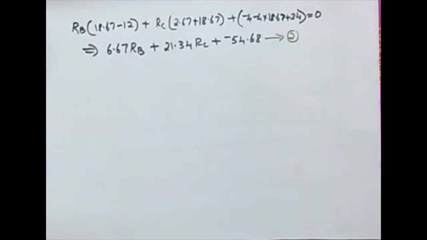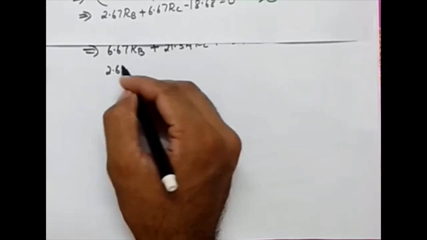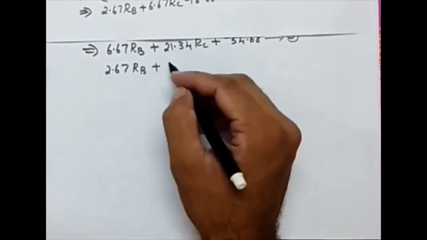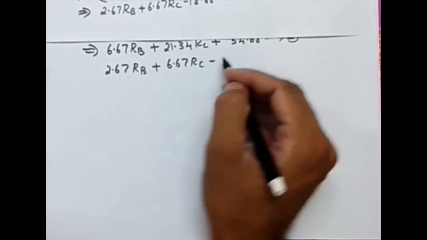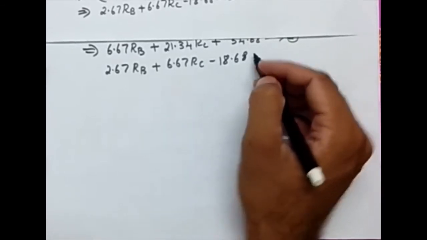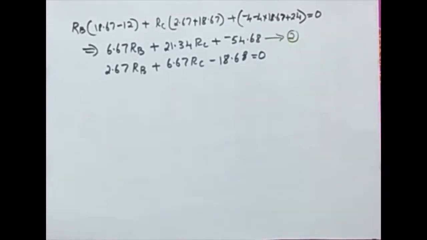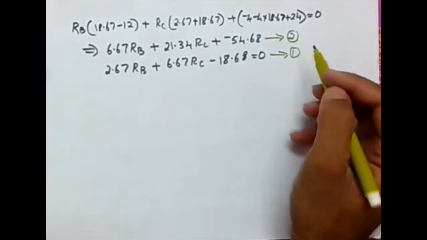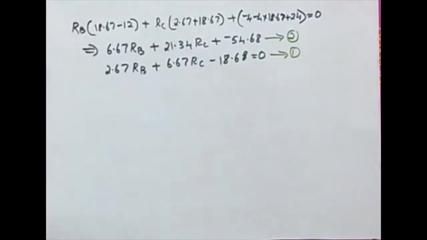So the equation 1 we have already constructed in the previous sheet. I'm taking it here. So it is 2.67 RB plus 6.67 RC minus 18.68 equal to 0, which is my equation number 1. Now I just need to solve these two simultaneous equations. So there are two unknowns and two equations. It can be solved using a calculator, and on solving it we are going to get the answers. So let's try solving it.